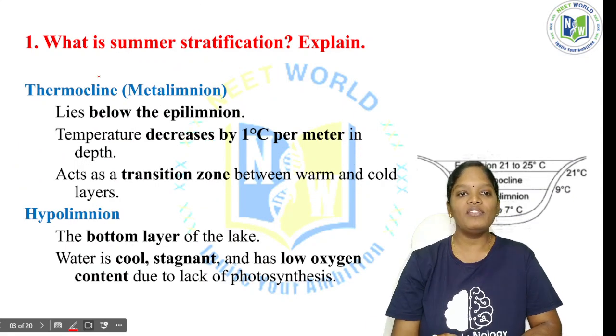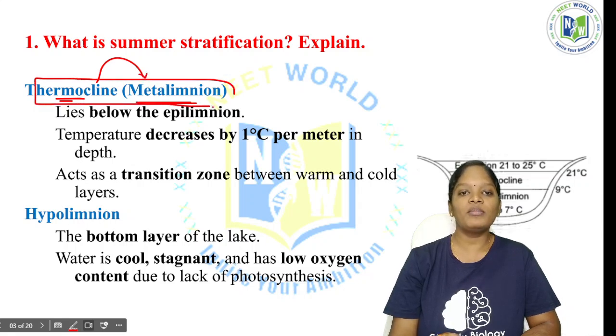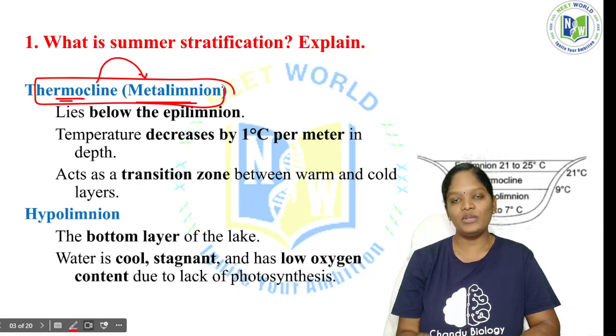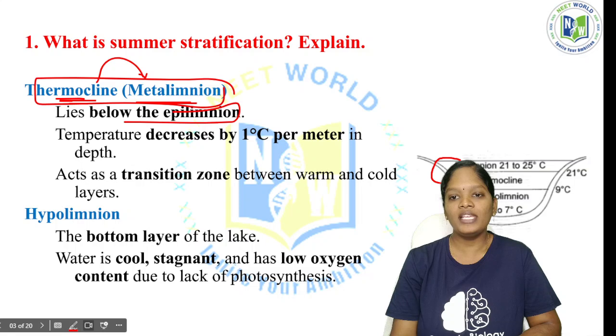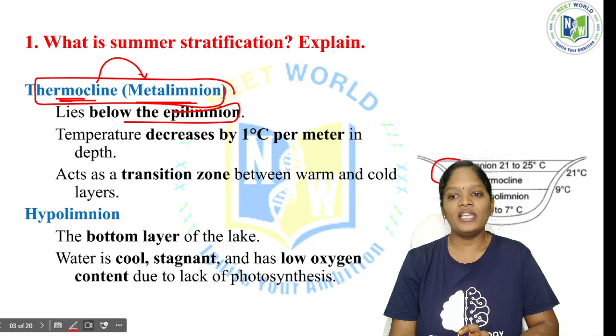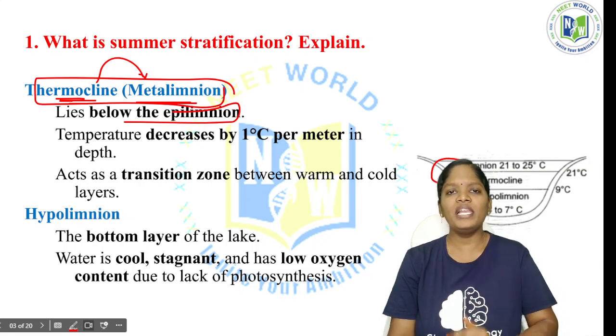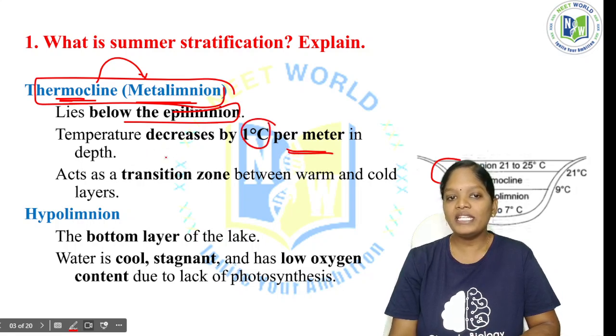The second layer will be the thermocline. The thermocline is also called the metalimnion. This metalimnion or thermocline is the transitional layer which separates the epilimnion and the hypolimnion. The thermocline lies below the epilimnion layer, separating the upper layer and the bottom layer. Here the temperature decreases by 1 degree Celsius per meter in depth.